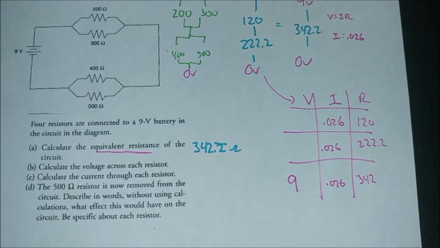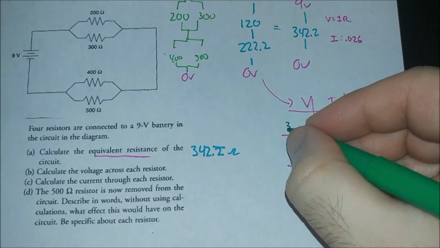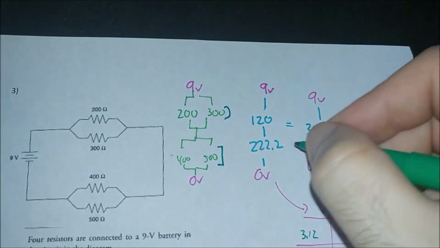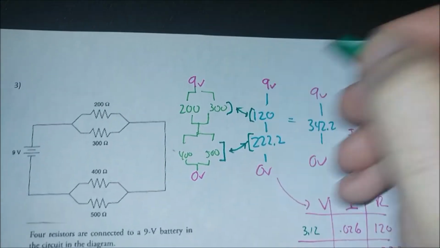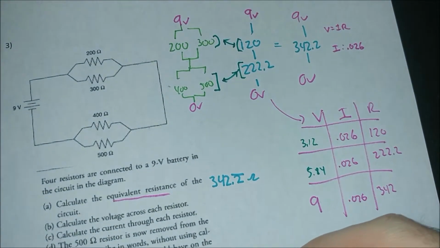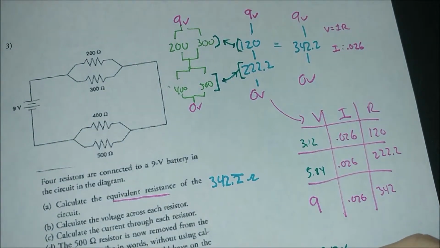Now I'm going to find the voltages using math. V equals IR, and I find the voltage for the 120 is 3.12 and 5.84. Look at my other picture on the side. You can see how, I'm about to draw it in. Those two sets are equal, so the 120 voltage is the same as 200 and 300. So the 200 and 300 have 3.12. The 400 and 500 have 5.84. And I'm writing that down below, but you can't see it quite yet because I'm an idiot.